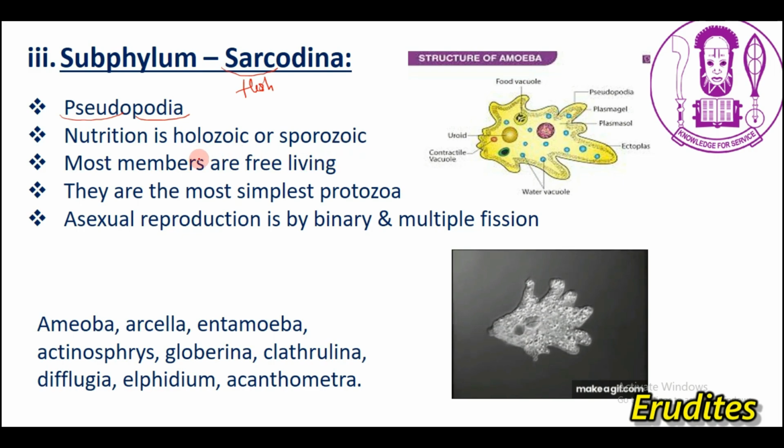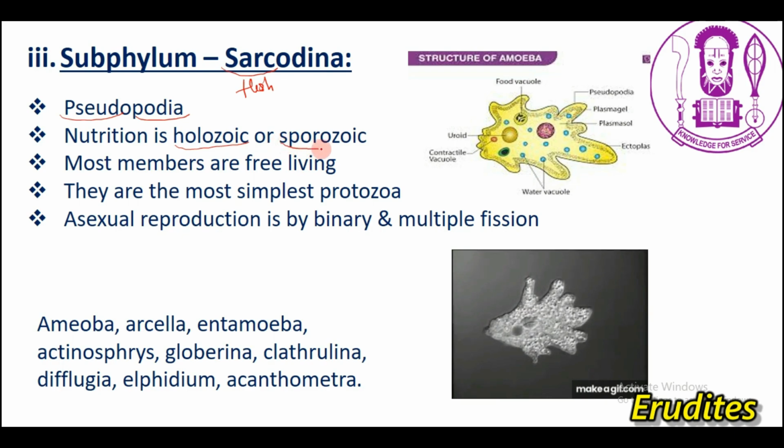Nutrition in Sarcodina is holozoic or sporozoic. When we say it is holozoic, it means that these organisms feed on other smaller organisms. They extend to other smaller organisms and then they engulf these organisms and then eat them up.